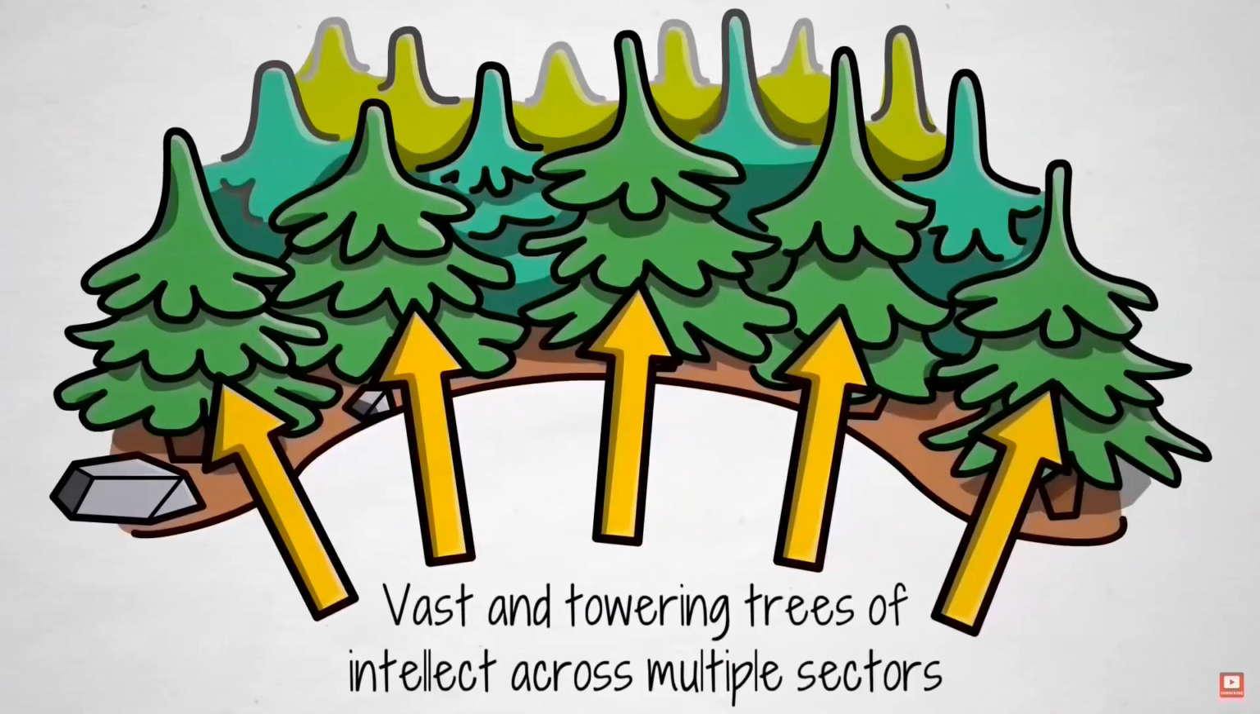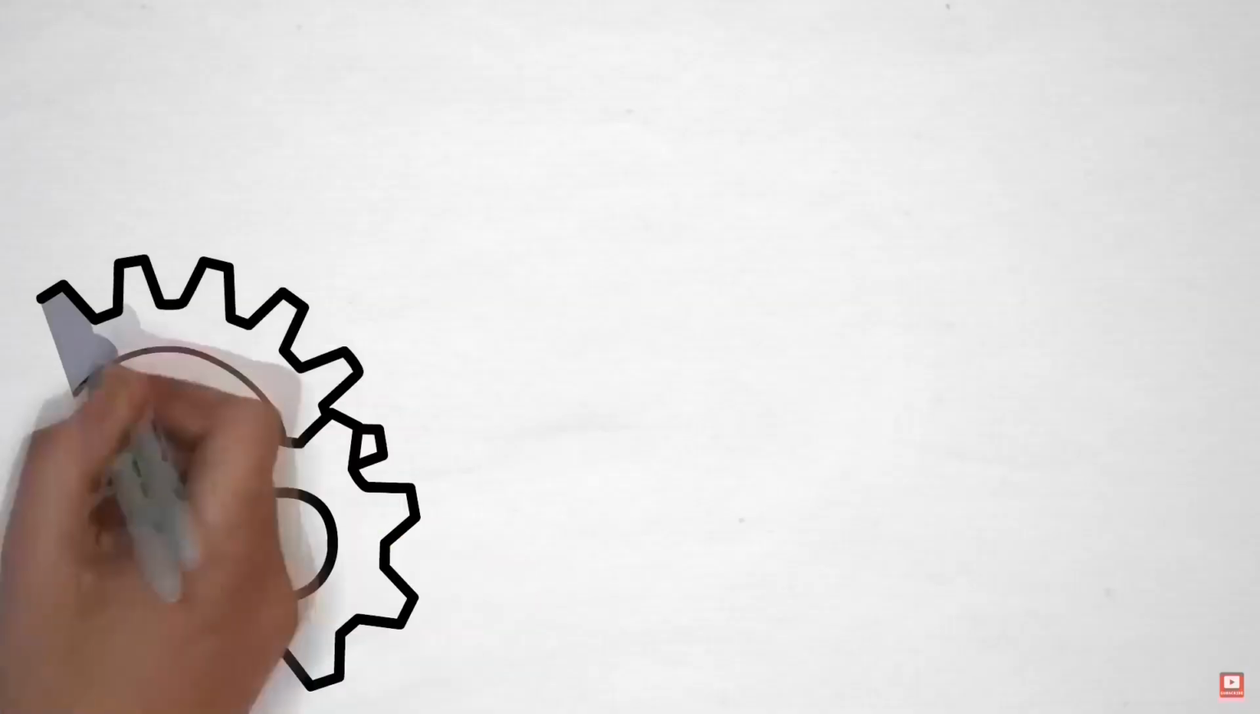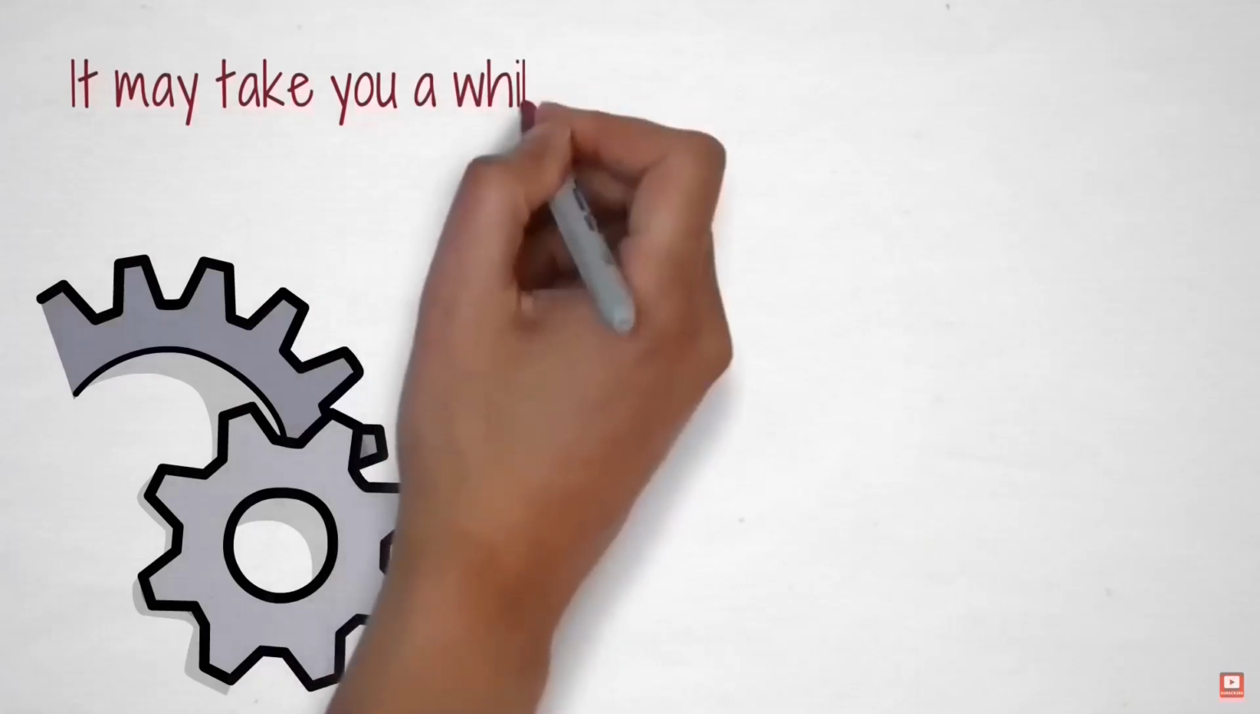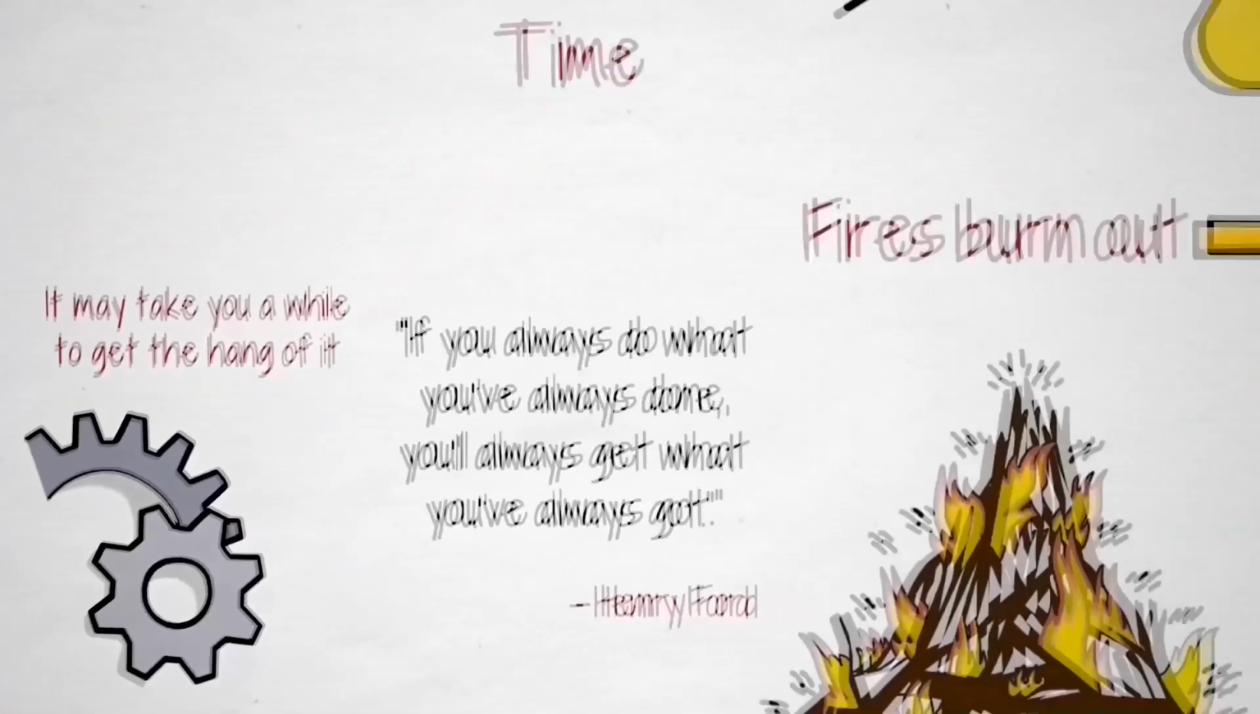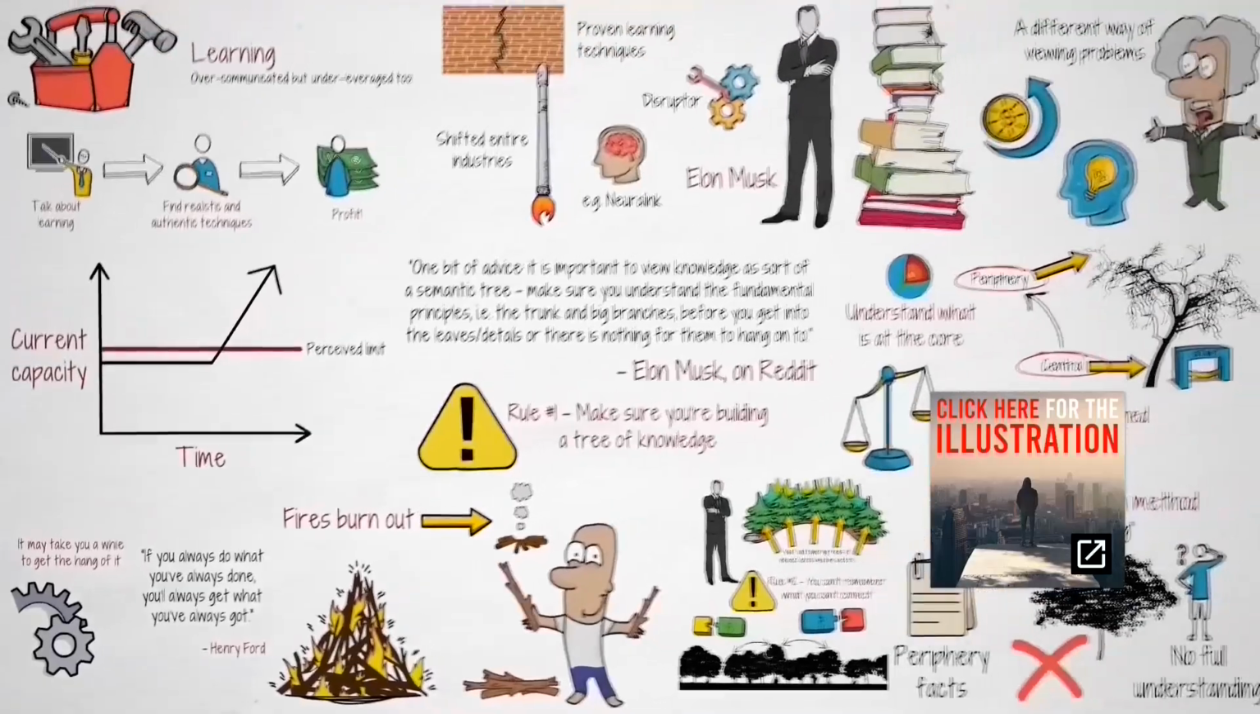You just need to embrace his two rules. Build the trunk first, then work tirelessly on making connections. It might take you a bit to get the hang of it. You might actually feel like you're learning slower than you did previously. What you're actually doing is building the foundation for exponential growth. If you want to learn anything faster, try the Elon Musk approach.